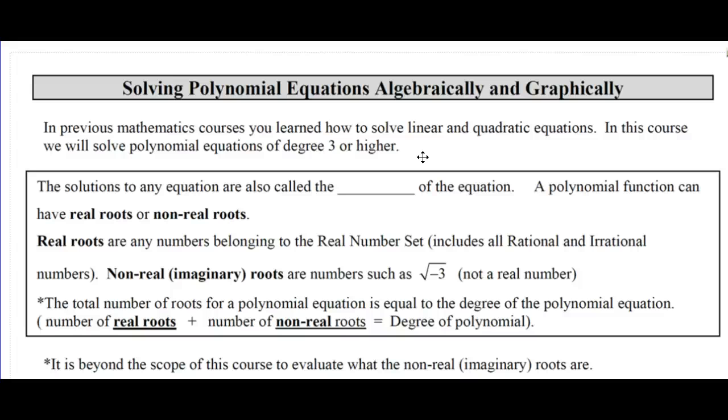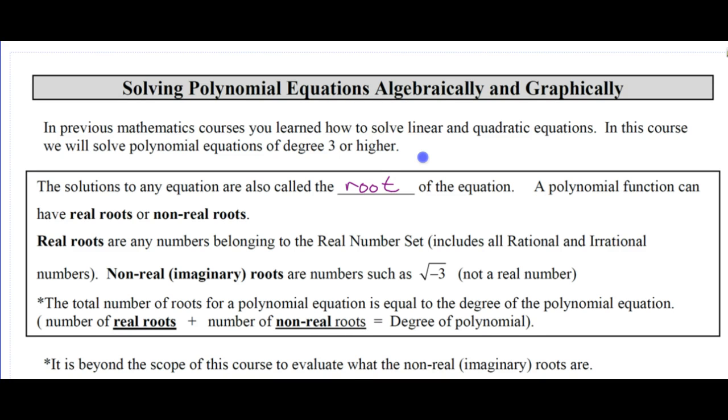The solutions to any equation are also called the roots of the equation. A polynomial function can have real roots or non-real roots. Real roots are any numbers belonging to the real number set, including rational and irrational numbers, like -5, 3/2, 3/5, -2/3. Non-real, sometimes called imaginary roots, are numbers such as the square root of -3, not a real number.